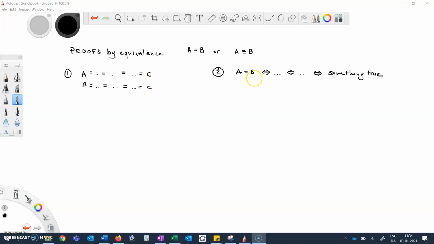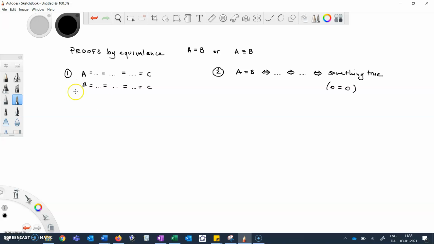In the second method, instead, you take A equals B, and you transform the whole statement, and you claim that this is equivalent to another statement. So this is the symbol of equivalent. And you turn it into another equivalent statement, and so on, until something comes out that looks like something that is true. For instance, typically it's something that looks like either 0 equals 0 or 1 equals 1 or something like that.